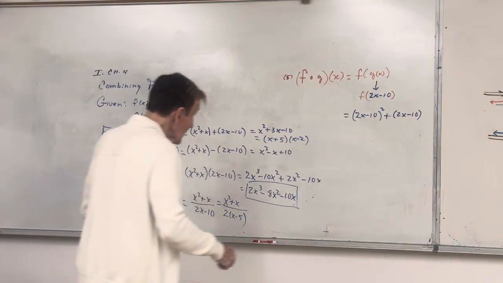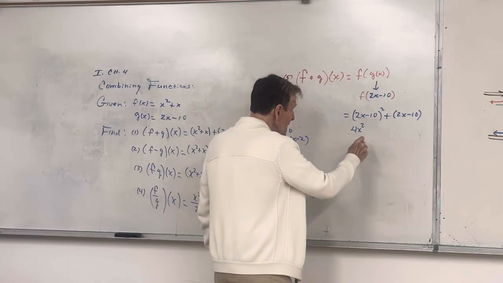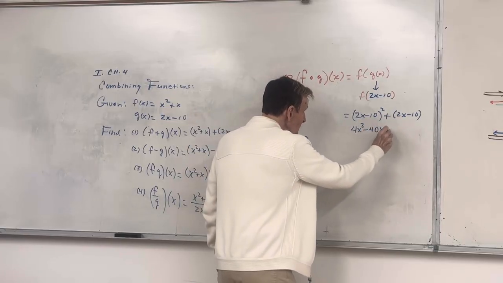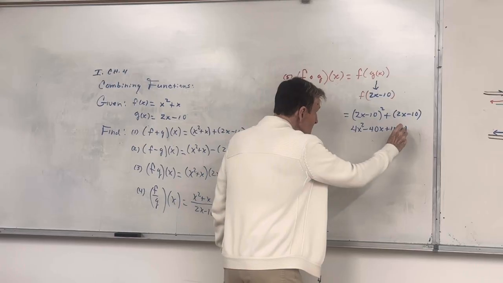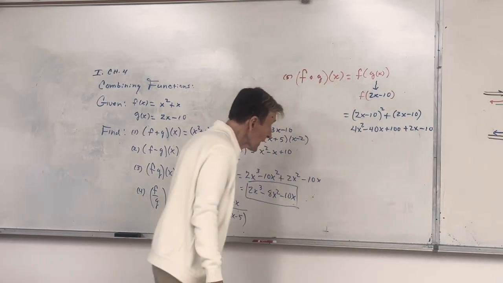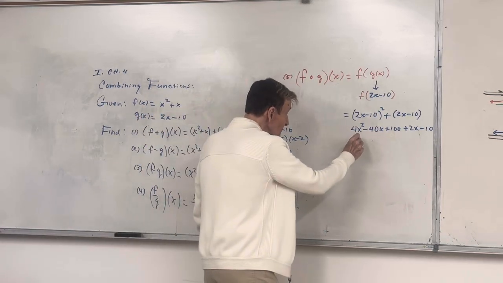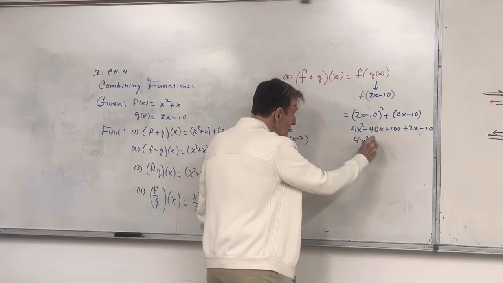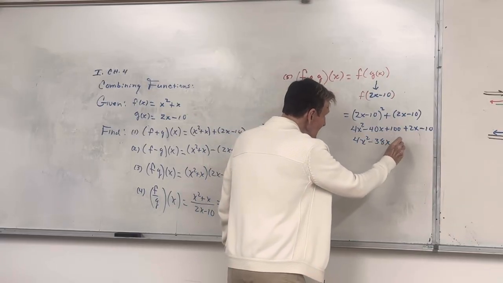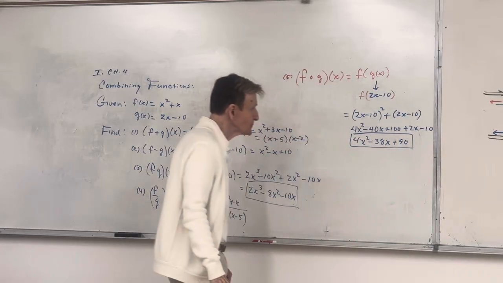So if I clean this thing up, I'm going to end up with 4x squared. I see a minus, my goodness, 40x. Let me not mess this up. Plus 100. And of course, still got this on the end to look at. Let me step back and look at it, make sure it looks good. It looks beautiful. Combine like terms. 4x squared minus 38x plus 90? Yeah. Wow. I think. And there's your answer.